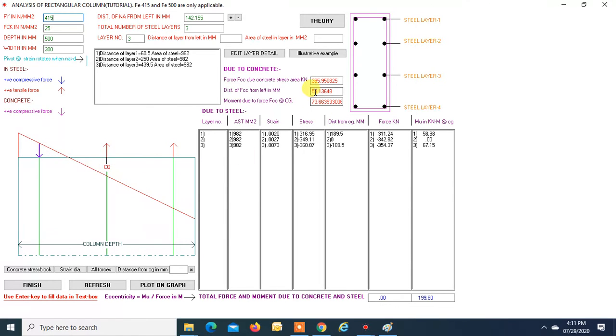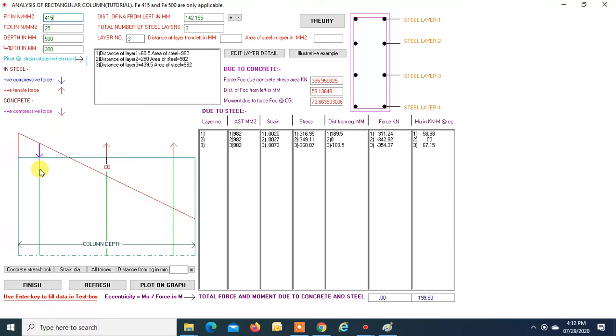So this distance is equal to this distance. FCC from left in mm, right? And the distance of FCC, that is 59.13. Okay, perfect. So when you take the moment of FCC about CG, this distance minus this distance is your lever arm, so that turns out to be 73.66 kilonewton meter, right? Now this is an anti-clockwise moment, so it is positive.